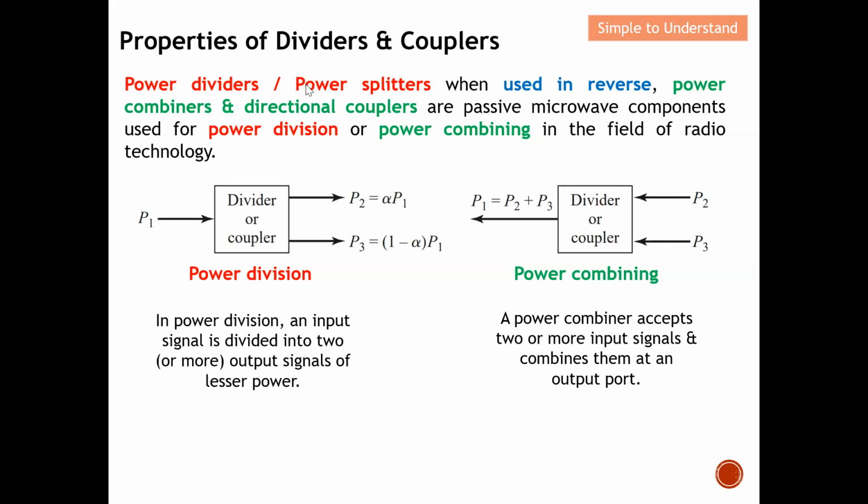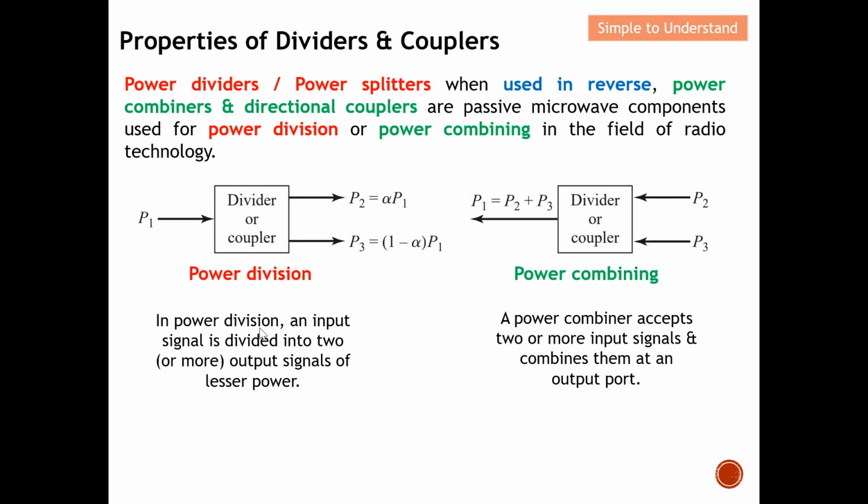All of these, including the direction coupler, which I'm going to describe in this video, are basically passive microwave components. Passive means that they don't require any power to work. They are so-called non-active components, simply passive microwave components. They are mainly used for power division. As I mentioned earlier, they split the power or combine the power in the field of radio technology.